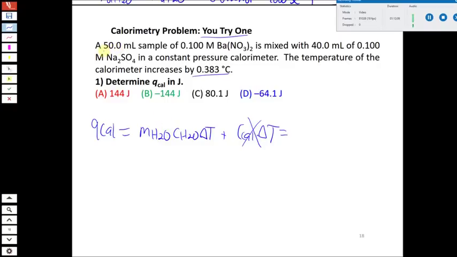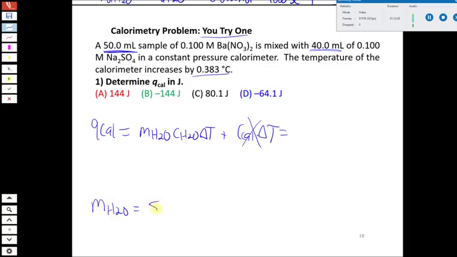So we're starting with a 50 milliliter solution. We're adding to that a 40 milliliter solution. So when the reaction occurs, we have a total of 90 milliliters inside the calorimeter, because we have 50 milliliters of one reactant, 40 milliliters of another reactant, and we're combining those two together. So the total amount of water in the calorimeter that's going to absorb all the heat from the reaction is actually 90.